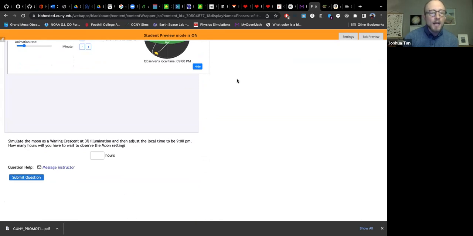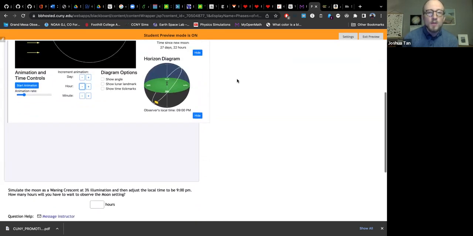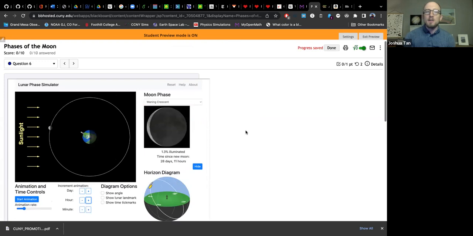How many hours will I have to wait to observe the moon setting? Well, if I look at where the moon is right now for my simulation, it's on the other side, which had just set not so many hours ago. So I'm going to have to wait a number of hours, right? 1, 2, 3, 4, 5, 6, 7, 8 hours to get it to rise. And then it has to go all the way around again. Once it's back there towards the western horizon, then I'll know how many hours it was before it could set.